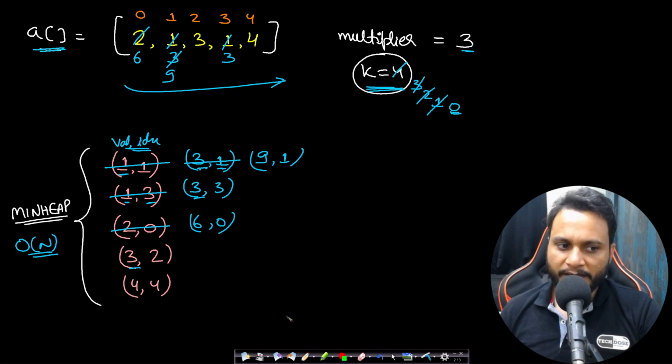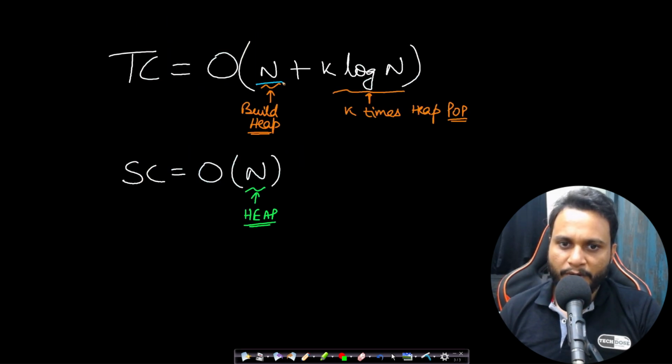Now if you look at it, building the heap is order of n and then taking out the top element is always a log n operation, and we are taking out the top and pushing after the change k times. So the time complexity will be O of n plus k log n and the space complexity due to the heap will be order of n. So I hope you have understood this entire approach. Let's now look at the code.